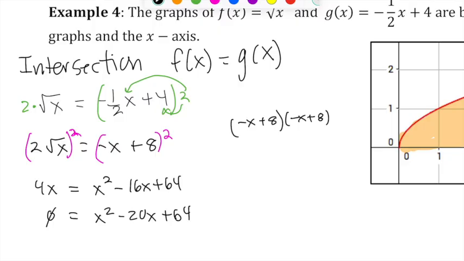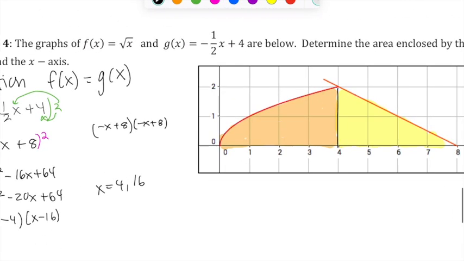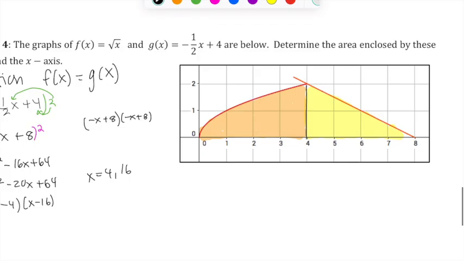Okay, so now we do have to factor this. What numbers multiply to 64 but add to 20? I think that's 16 and 4, which gives me 2 intersection points at 4 and 16. Now notice 16 is out of the domain, so we cancel that out. So it is just 4. We did verify. Now, that was a lot of unnecessary work, but I think it's great to practice the algebra.